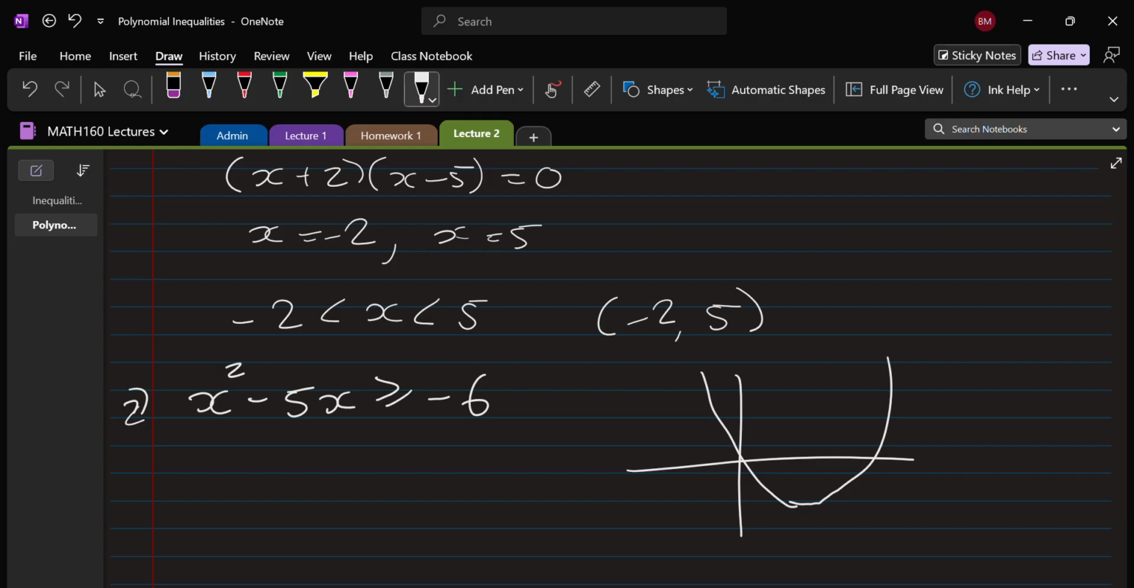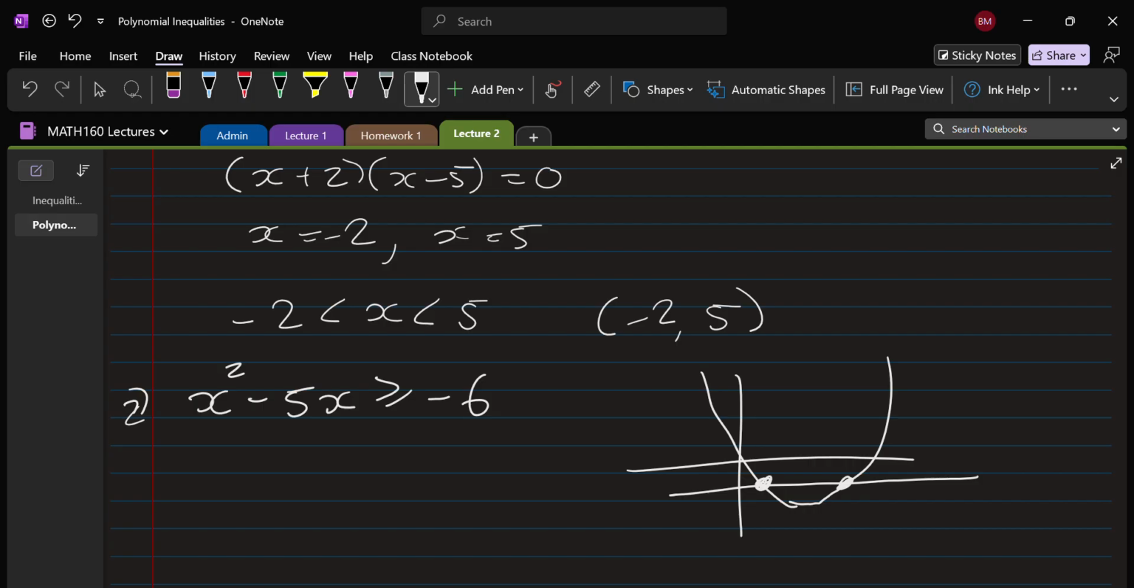Okay, something just shifted across. And then y equals minus 6 for that right-hand side. That's just going to be a horizontal line. Something like that. Okay, so what are we looking for? We're looking for where the parabola is above the line. So if we just look at these two intersection points, between the two intersection points, the line is above the parabola.